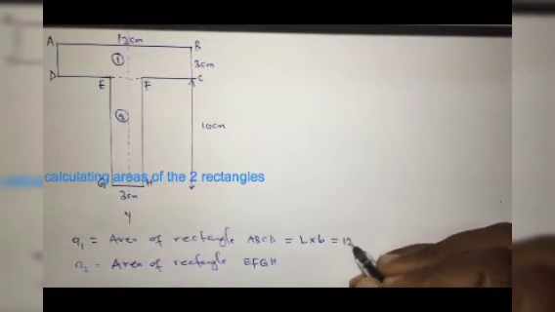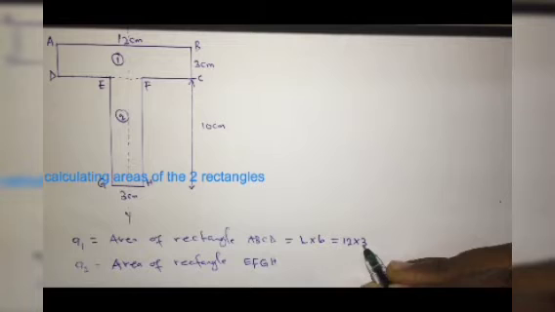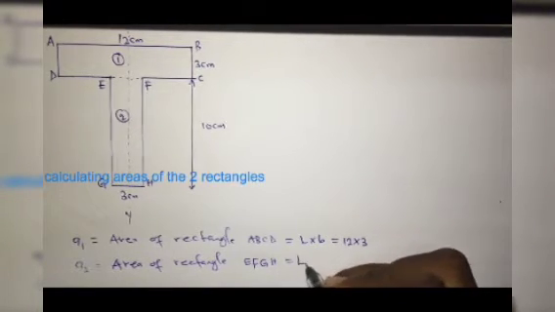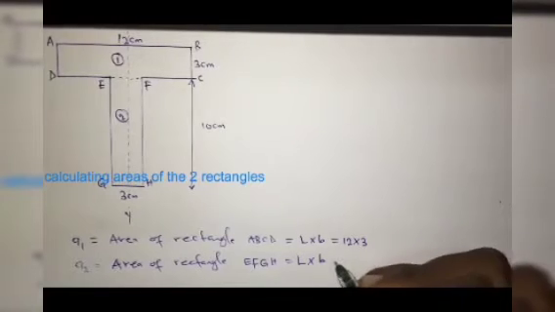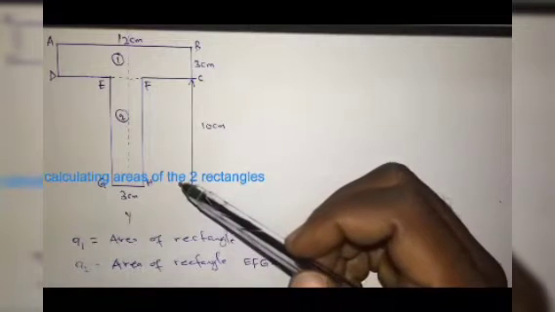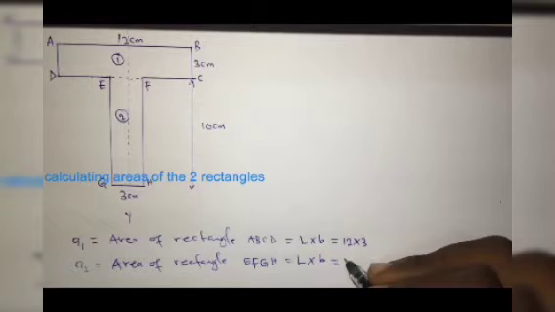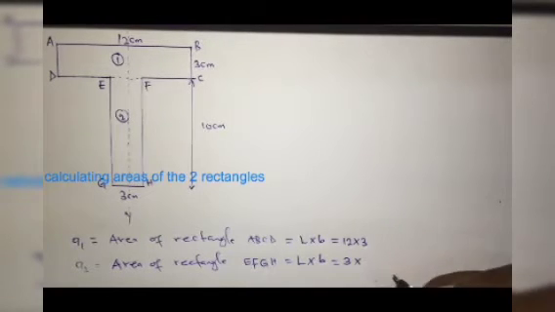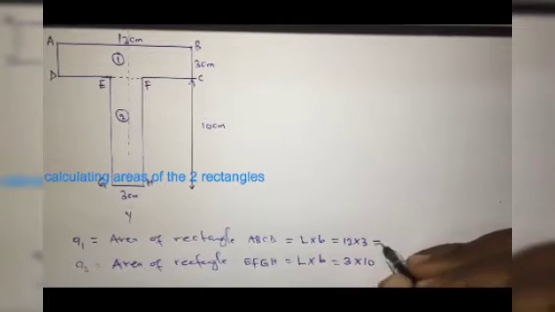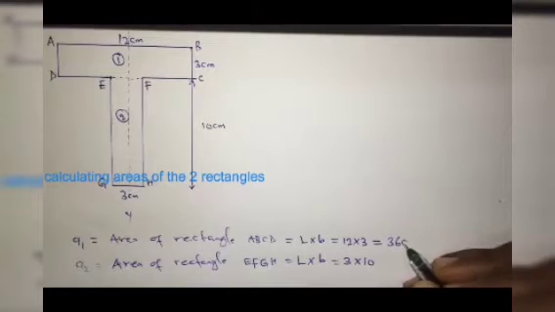So the 12 centimeter, which is the length, is the B, and the 3 centimeter, which is the thickness, is the H. You can either use B and H or you can use L and B. I use L and B here. So I have 12 times 3, which is 36 centimeters square. And the second one, I have 3 times 10, which is 30 centimeters square.